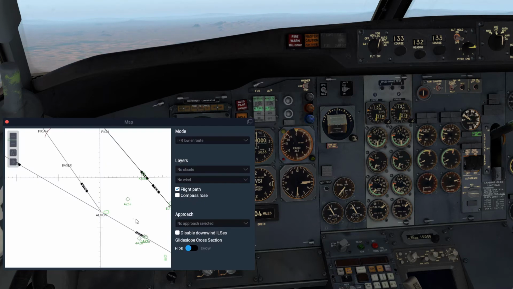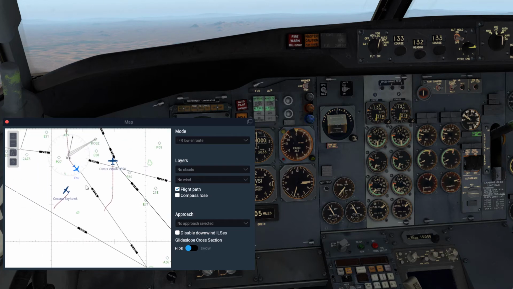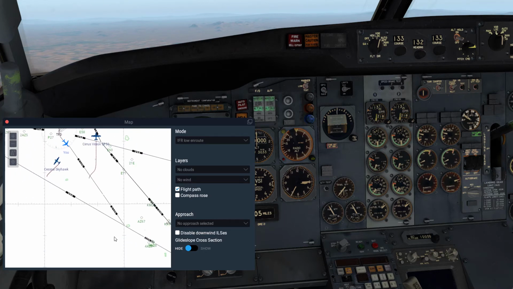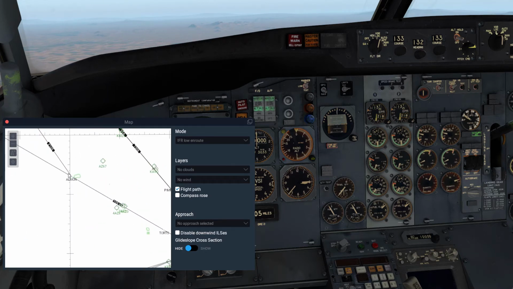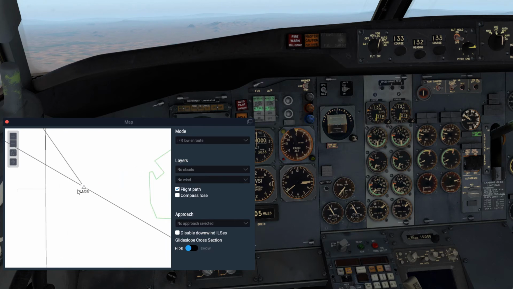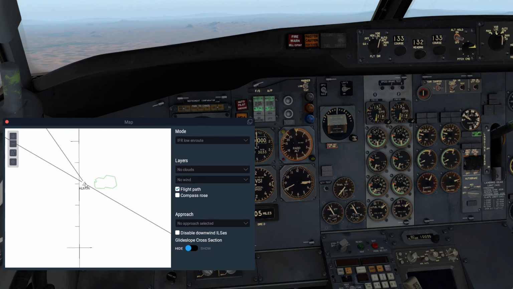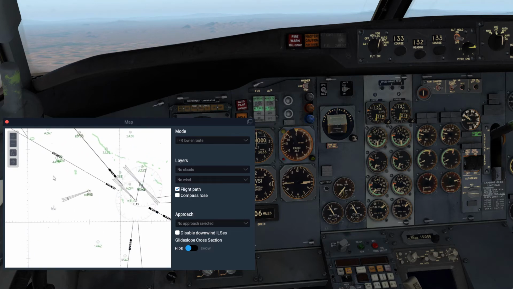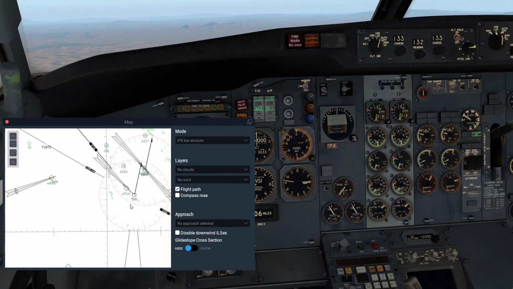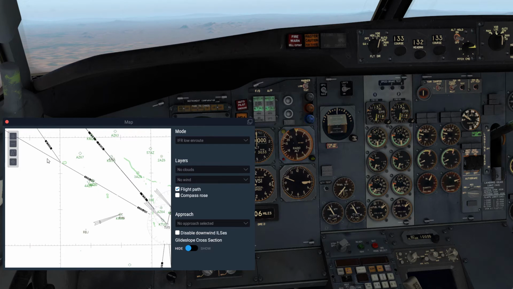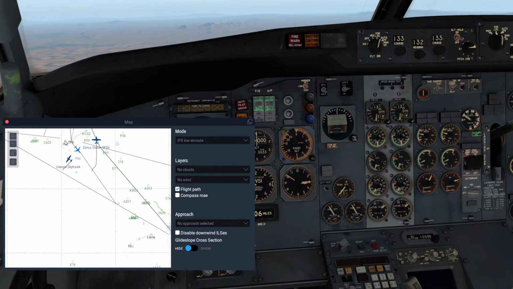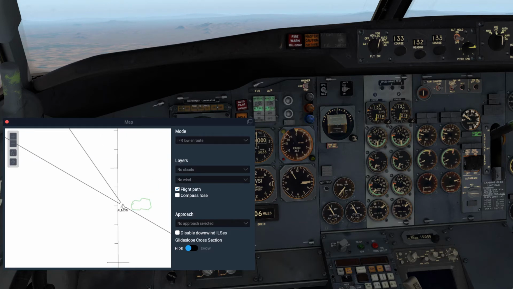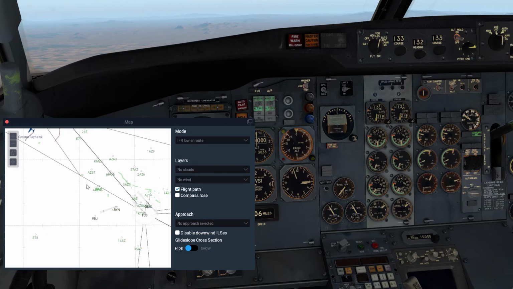Now, where it can get a little bit more complex is when we have an intersection. So right here, we have an intersection, Alman. Alman intersection is defined by two radials. We have a radial coming out from the Tucson VOR, going this direction, and we have the radial 133 that we're flying this direction. Where those two radials meet is Alman intersection.